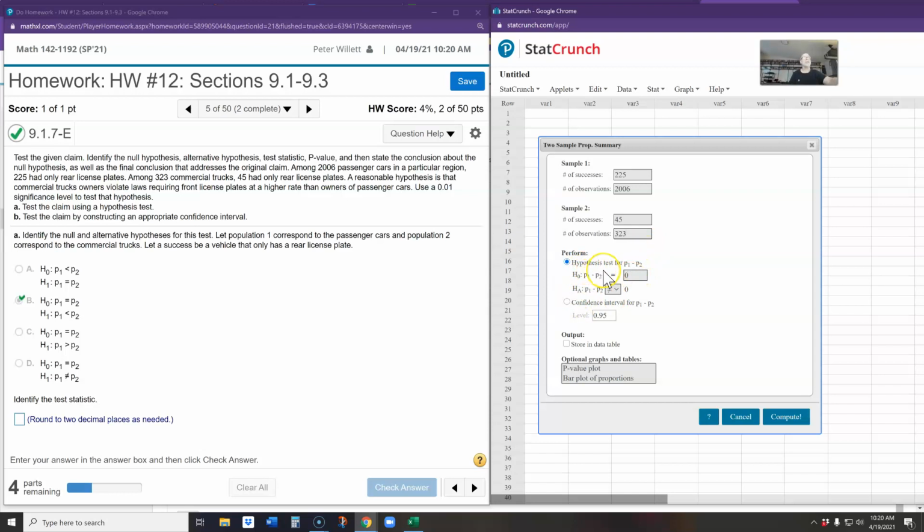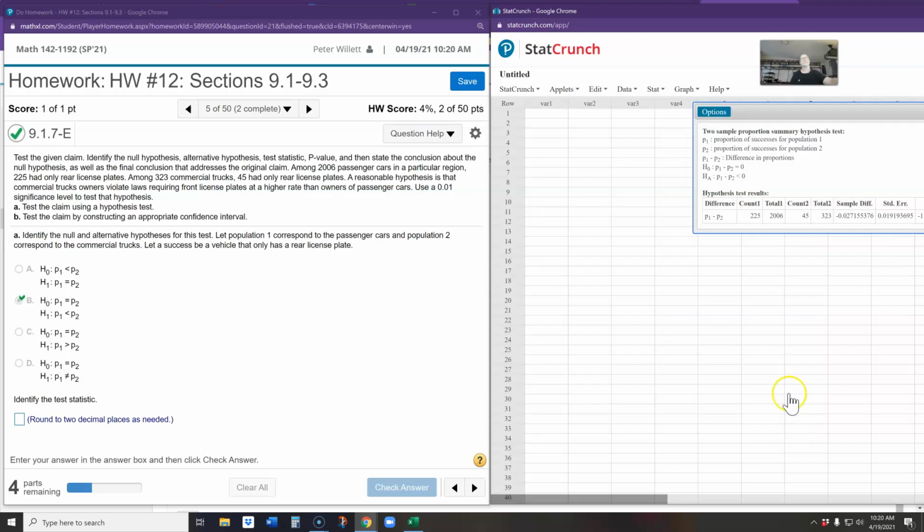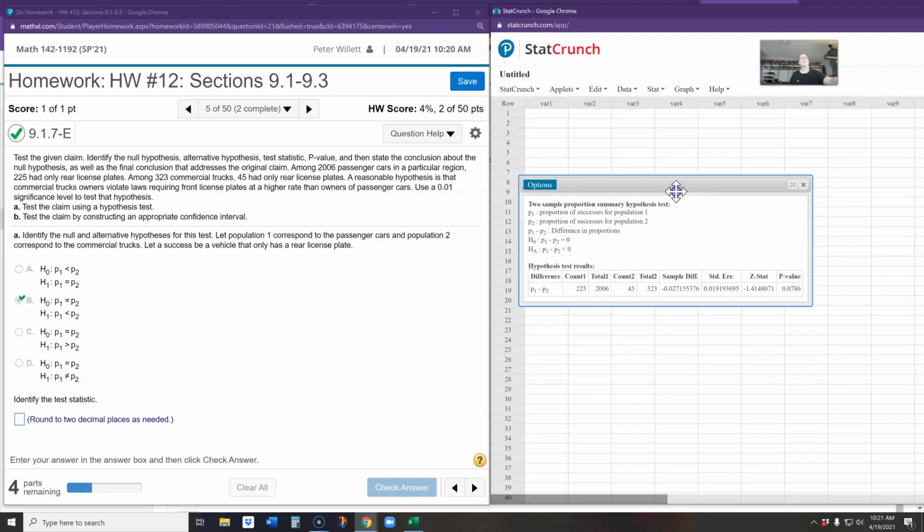Now our hypothesis test, in StatCrunch they frame that in terms of the difference between P1 and P2. So if our null hypothesis is that they're equal, well, that means that their difference is equal to 0. And our alternative hypothesis is that P1 is less than P2, so that would mean P1 minus P2 would be less than 0. So then I can compute, and then it's going to give me what I need.